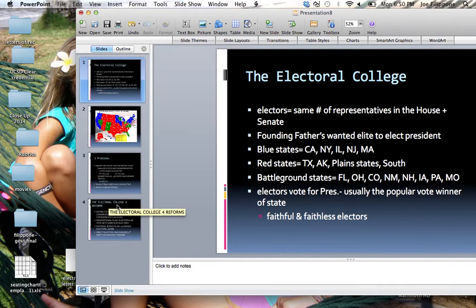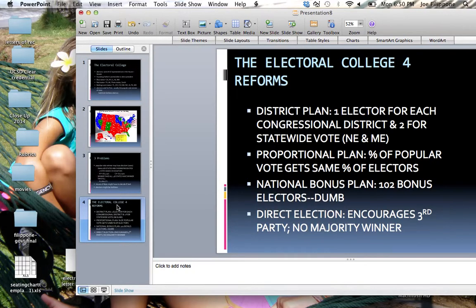Some of the reforms, I should say, of the Electoral College. The district plan is one of the reforms. It's one elector for each congressional district and 2 for the statewide vote. Okay, so basically those 2 votes are for the senators, and 1 for each congressional district.